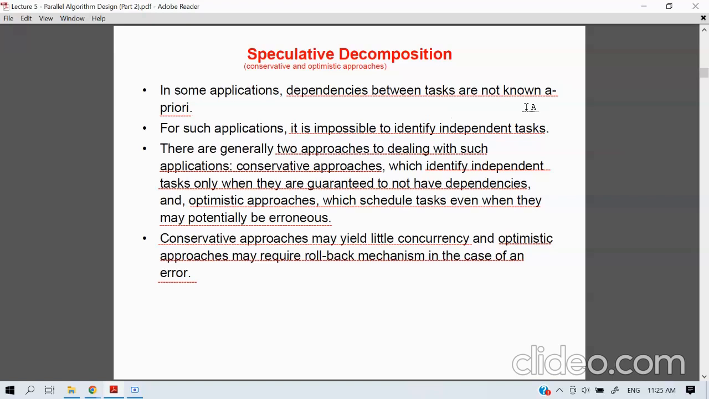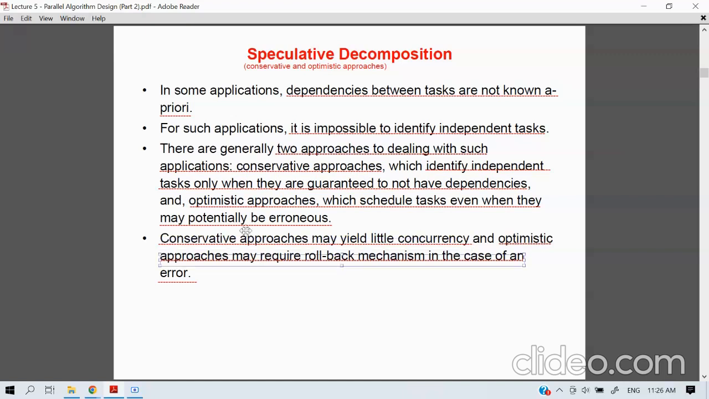Okay. So there are generally two approaches to deal with this, to identify the dependencies. One is the conservative approach and another one is the optimistic approach. So what is meant by conservative ni, cara lama ni, which identifies independent tasks only when they are guaranteed to not have dependency. Cara lama lah. Dia identify independent tasks only when they are guaranteed tak ada. When we confirm there is no dependencies, then we identify the independent tasks.